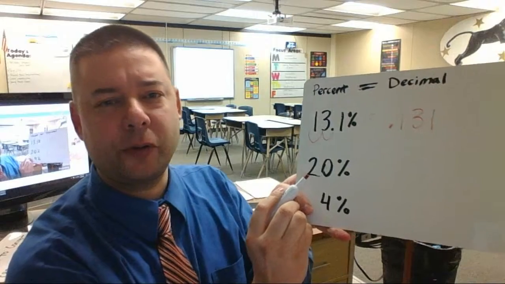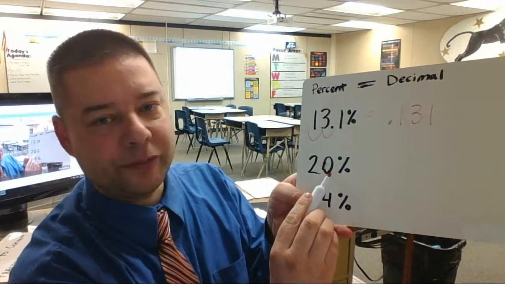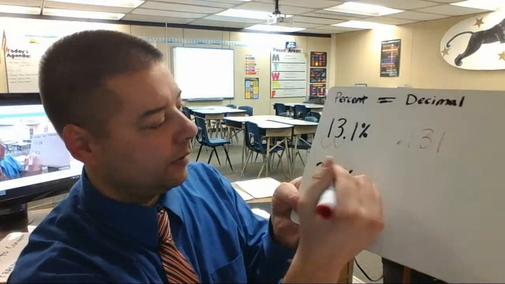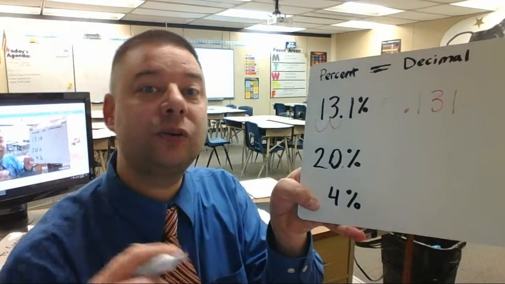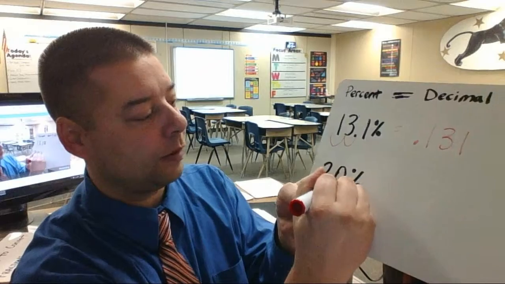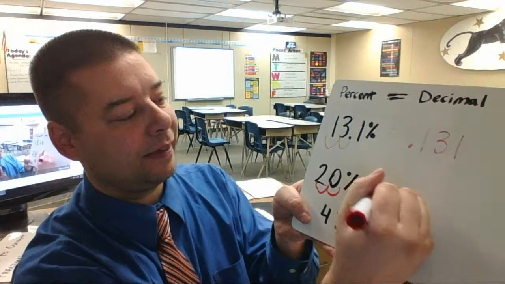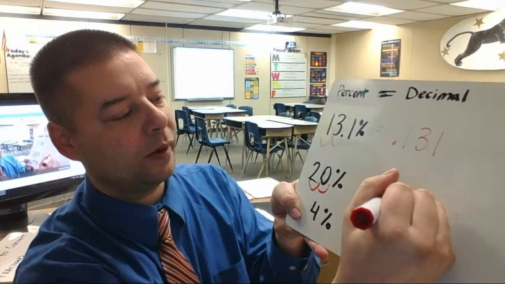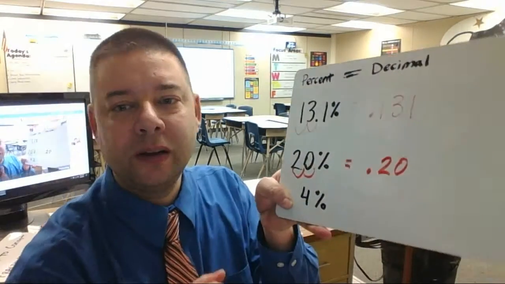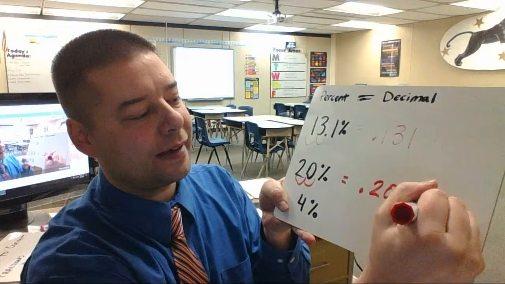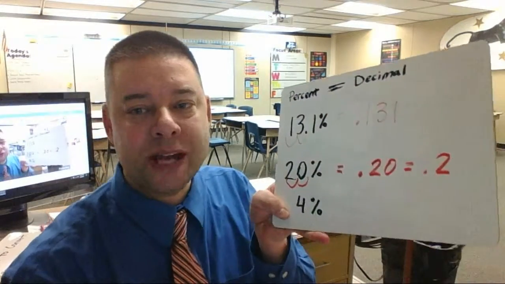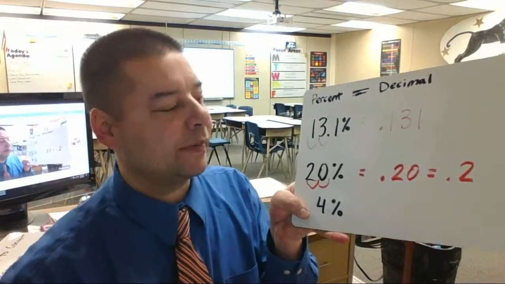Same thing with 20%. Now there's no decimal there, but I know there's an invisible decimal point at the end of every number. So I'm going to go ahead and put that decimal point in there. And again, I'm moving it to the left 2 times. 1, 2. That means that this is going to be equal to 0.20 or 20 hundredths, or I could just simplify that down and just say that it's 2 tenths, because I don't really need that 0 at the end.